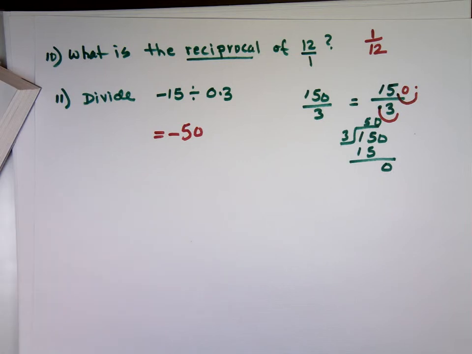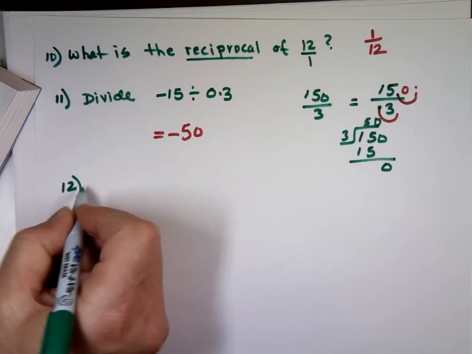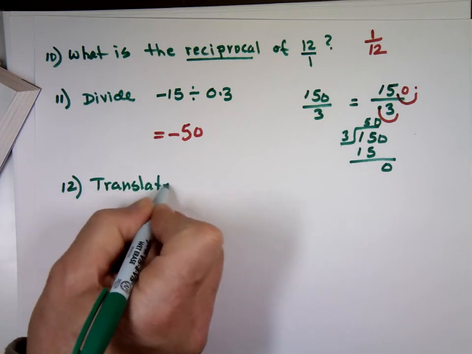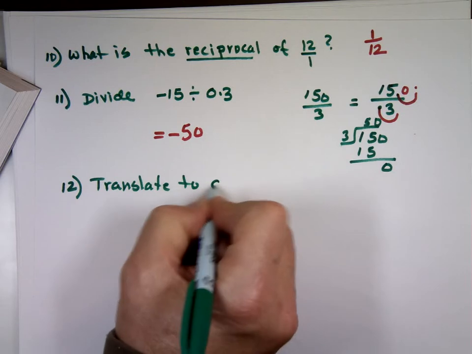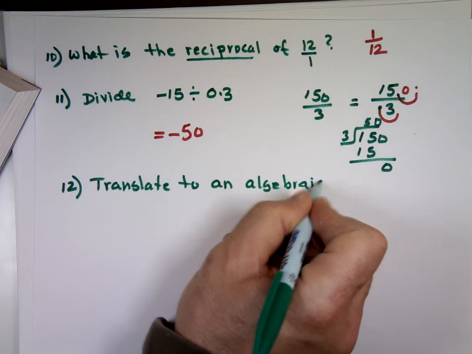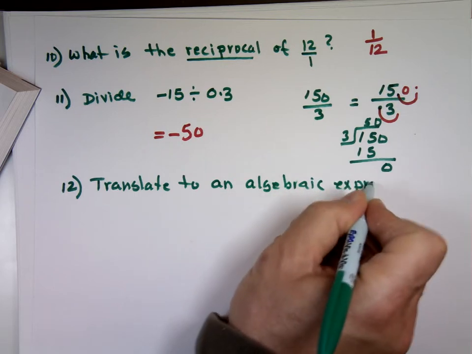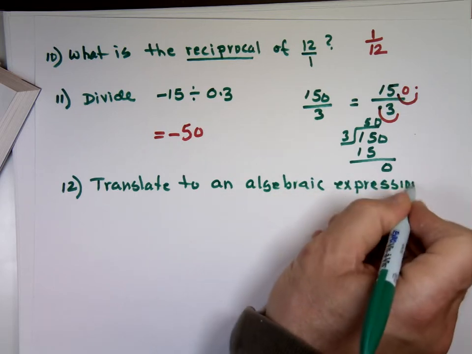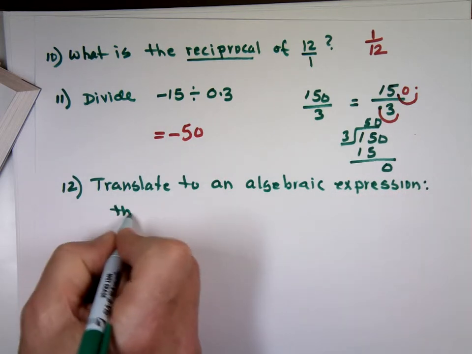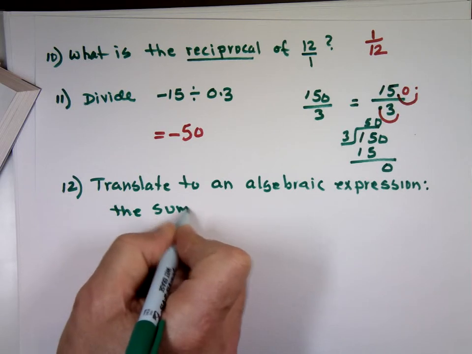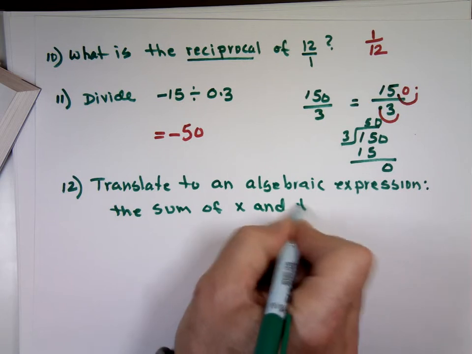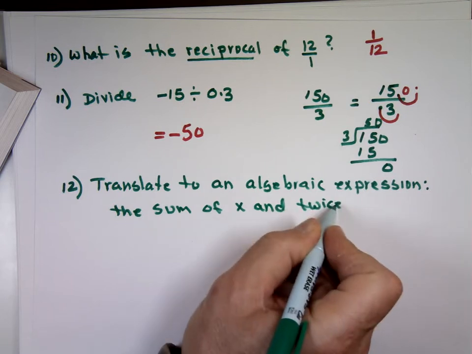Number 12. This is translation. We did that last class. Translate to an algebraic expression. Here is the statement. The sum of x and twice y.